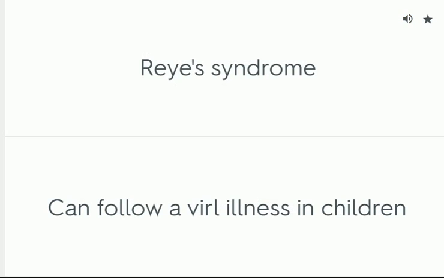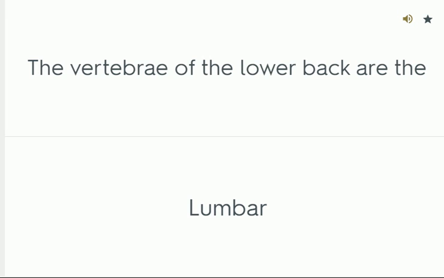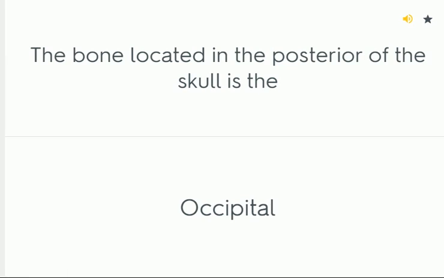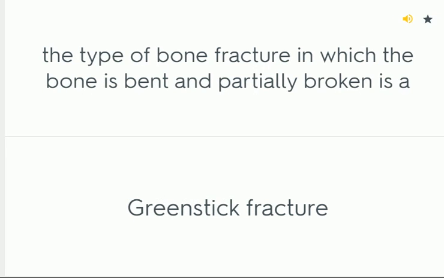Reye syndrome can follow viral illness in children. The vertebrae of the lower back are the lumbar. An acute infectious skin disease caused by strep or staph is impetigo. The bone located in the posterior of the skull is the occipital. The type of bone fracture in which the bone is bent and partially broken is a greenstick fracture.